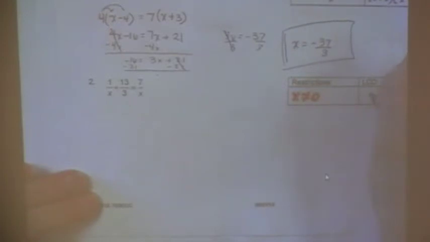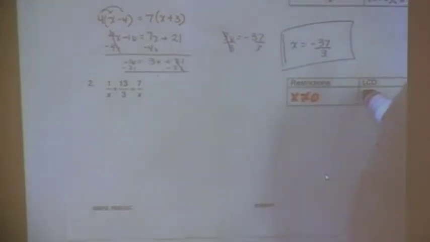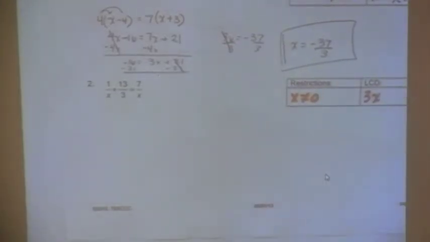Alright, so now we're going to go to our LCD box. Piece by piece, we write each thing in the box. My first fraction has an x, so that has to go in the box because there's no way to get rid of it. My second fraction has a 3. I'm going to write it in front just because that looks better. My third fraction also has an x. I've already written that in the box, so you don't have to write it again. So our LCD is just 3x. Good so far? Alright, so now we're on bullet 3.